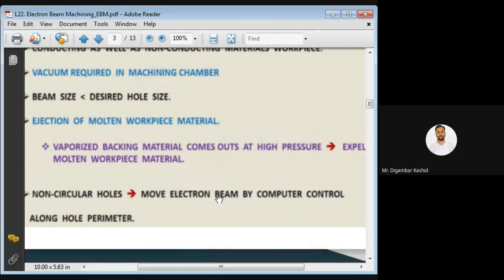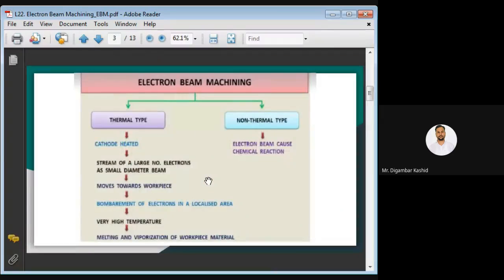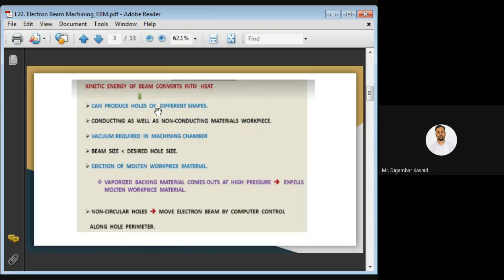Okay, so whatever explanation I have given, I have shown here as a flow chart. It shows how the bombardment takes place on your workpiece surface, how the bombardment of electrons increases the temperature, and due to that melting and evaporation take place. And that heat energy comes from the kinetic energy of the beam, and that can produce the holes.